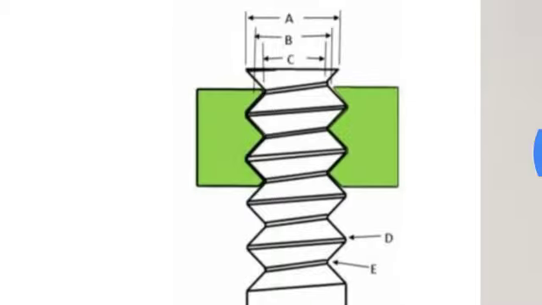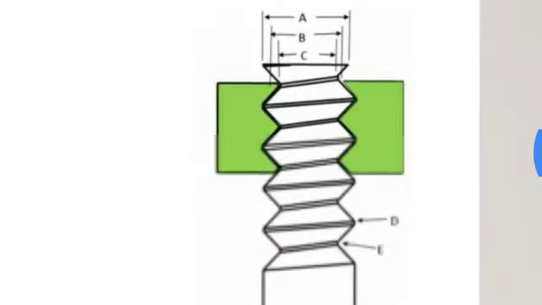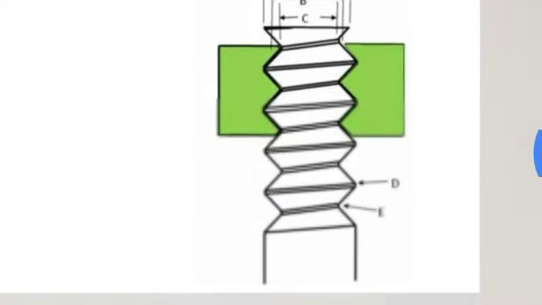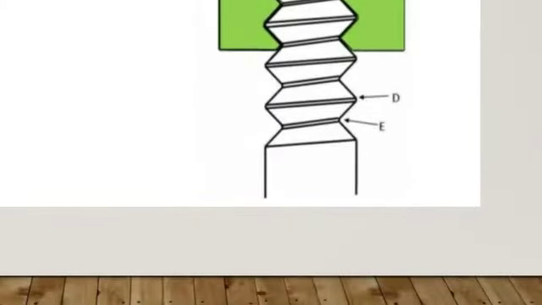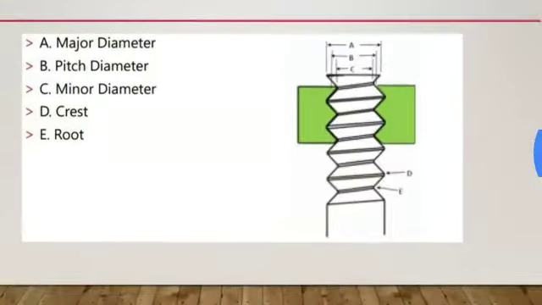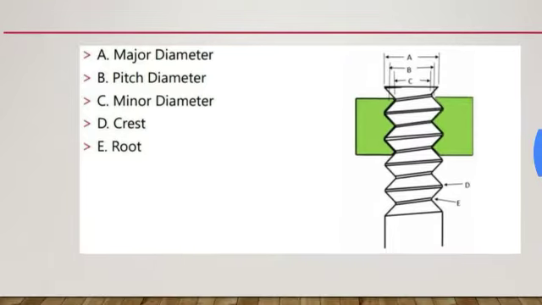A is known as the major diameter, B is known as the pitch diameter, and C is known as the minor diameter. D is known as crest and E is known as root. So these are all the basic terminology: major diameter, pitch diameter, minor diameter, crest and root.